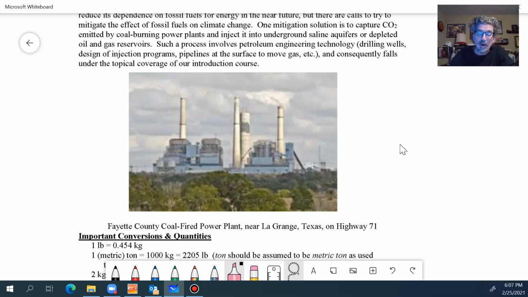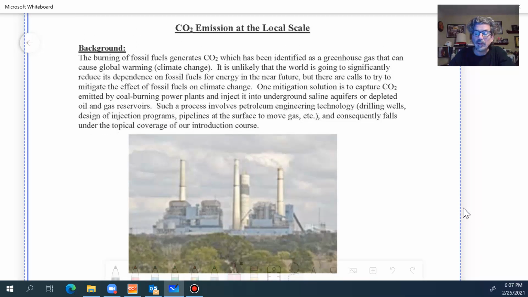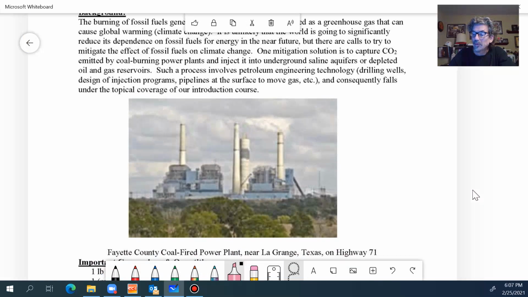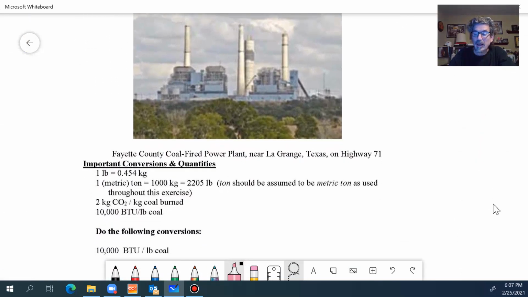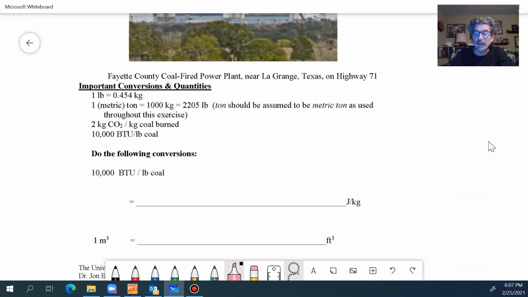Well, we would go to a power plant. And if you look at this diagram here, this is the Fayette County power plant. If you drive from Austin to Houston on Highway 71, you'll see it on the north side of the road. And this is an approximately 1.6 gigawatt power plant. And what we're going to do is we're going to capture the CO2 from that power plant and inject it in the ground. And this exercise is to go through that process.